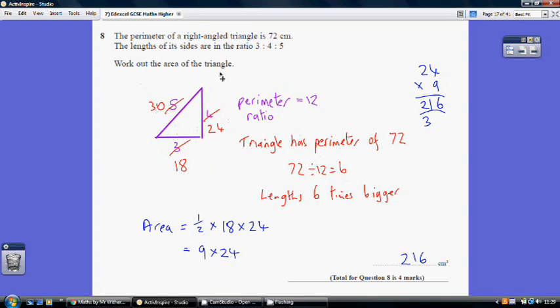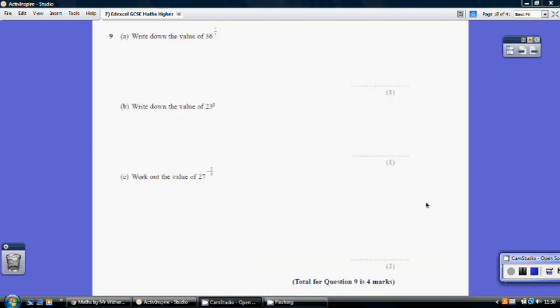Now to work out the area of this triangle, well, of course it's just half times base times height. So half times 18 times 24, half of 18 is 9, so 9 times 24, which is 216 centimetres squared. Question 9.